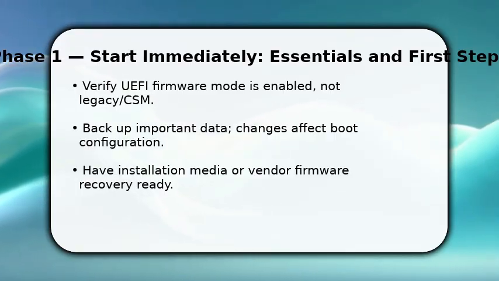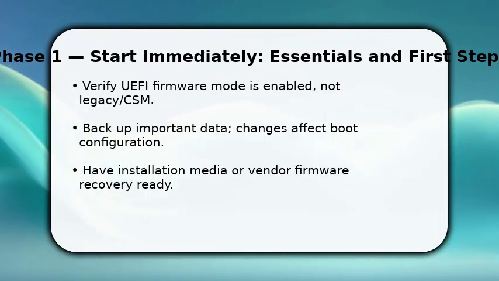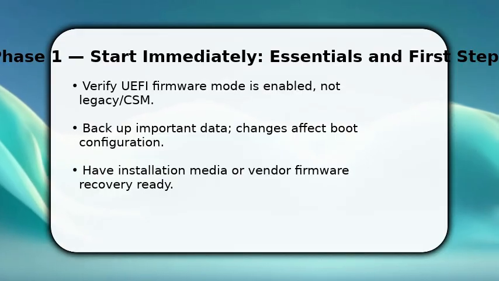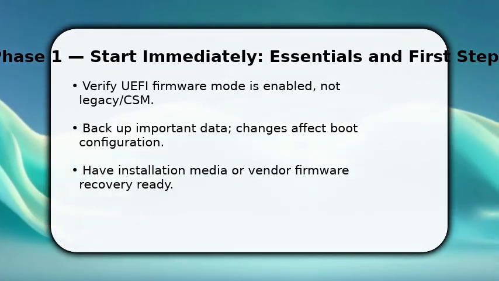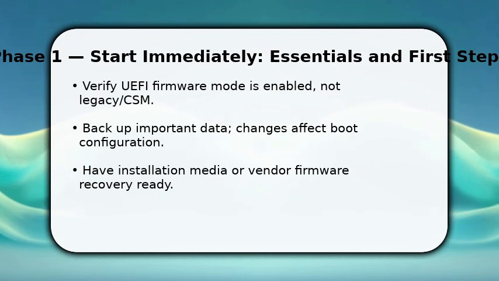Next, make a full backup so you can recover if boot variables change. Also prepare a USB installer or vendor recovery tool. This saves time if keys or bootloaders need replacement. Once done, document current firmware version and boot order. These details help diagnose why Secure Boot may not be exposed in the UI.